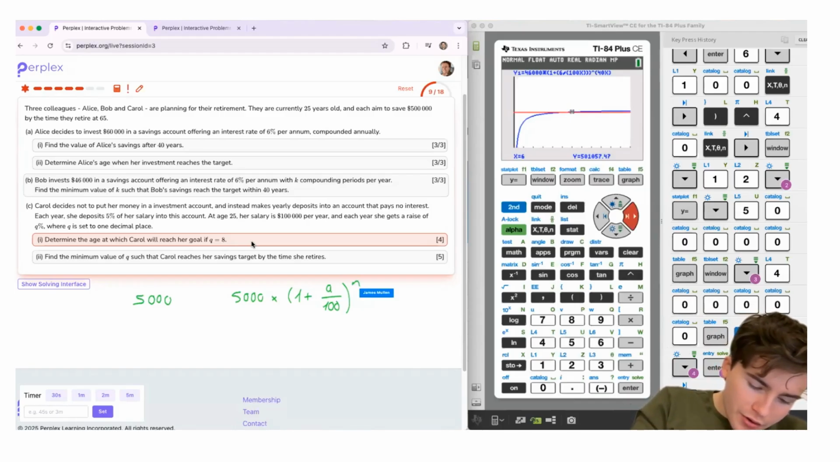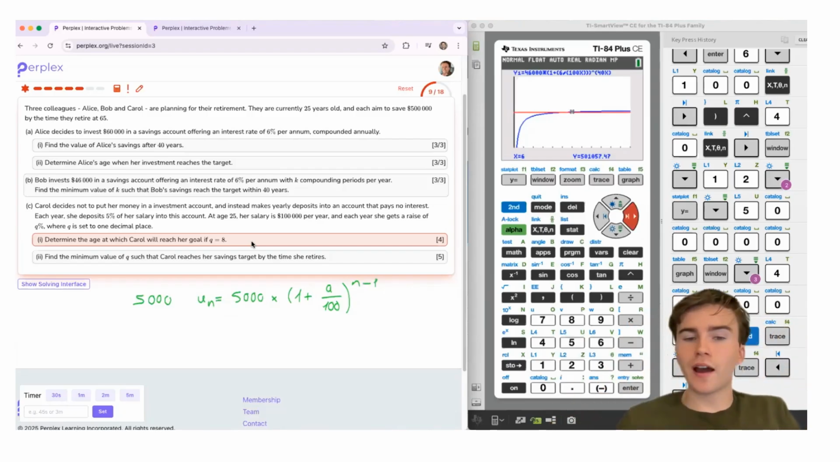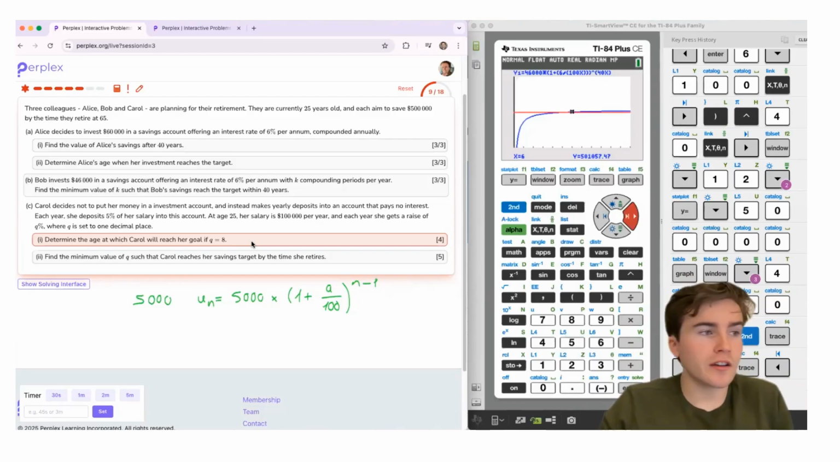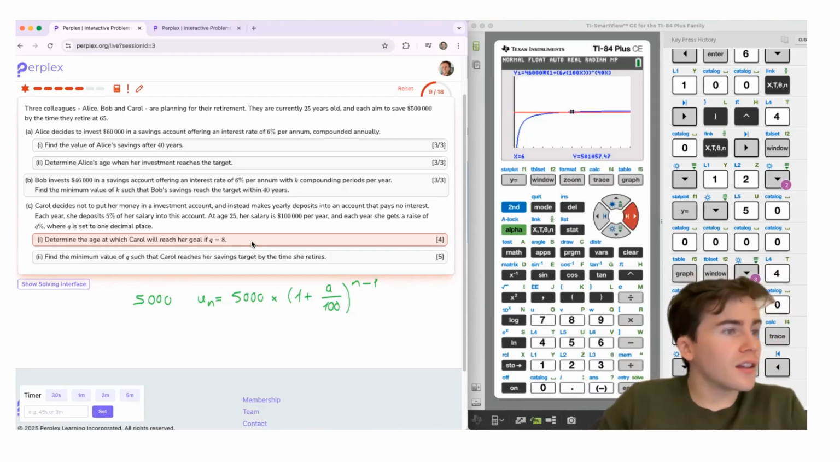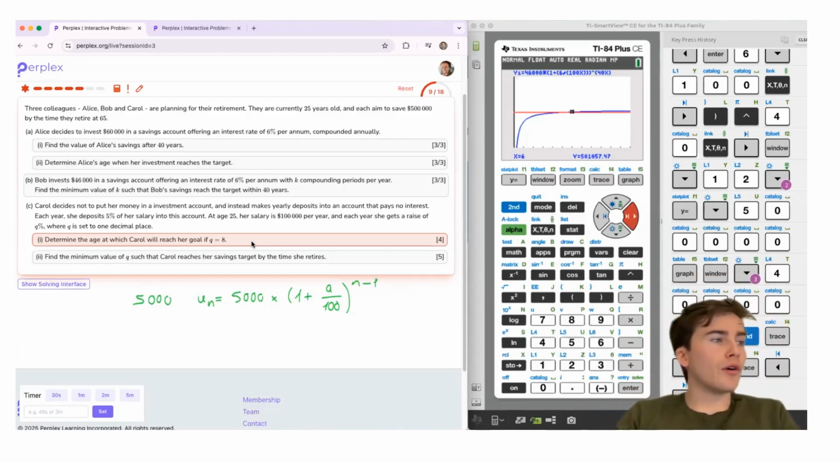n. So her savings per year, if we call it un, is that, and I'm going to do -1 because in the first year, it's just 5,000. So this is a geometric series. First term is 5,000. The common ratio is 1 plus q over 100. All right, so we are in part A trying to determine the age at which Carol will reach her goal if q is equal to 8.